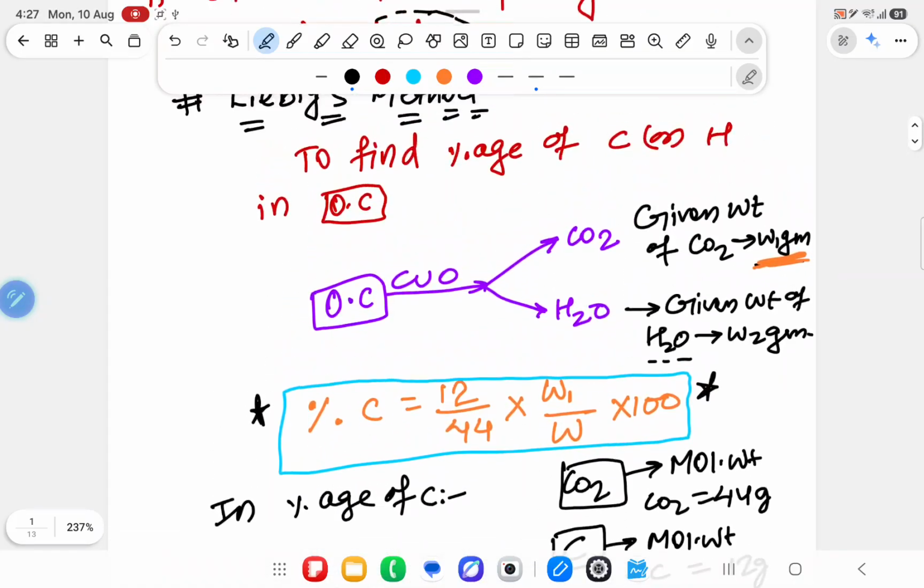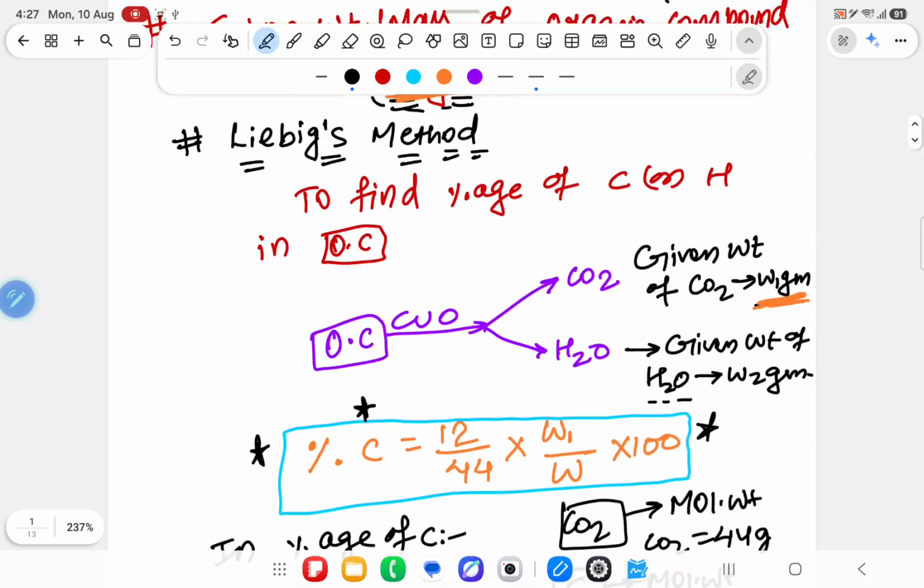But for this I am also telling you the logic of how I got the formula, because in the Liebig method, other methods you have to learn the formula directly, no logic. Directly put the formula, get the result. But in the Liebig method, we can prove the formula also.